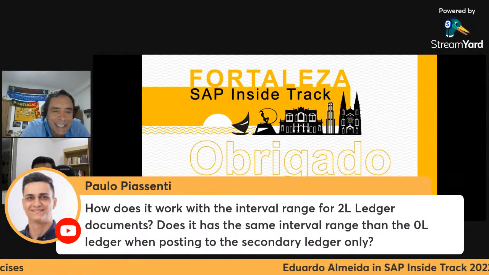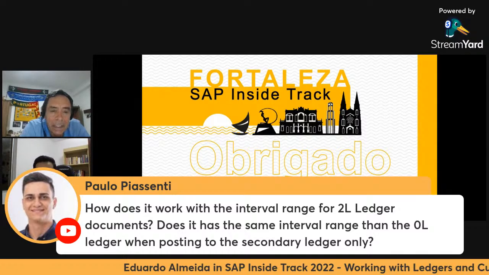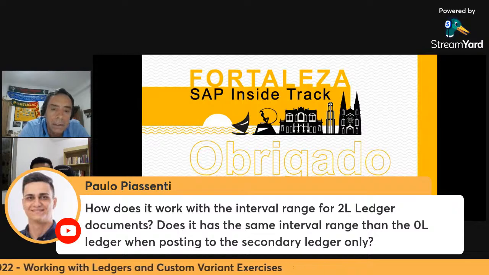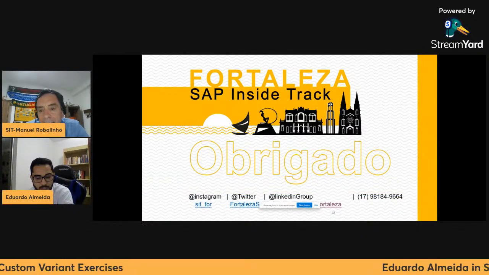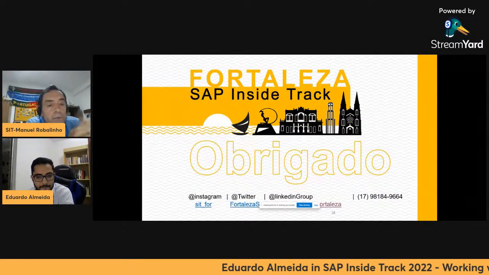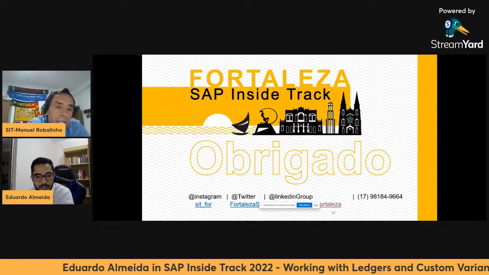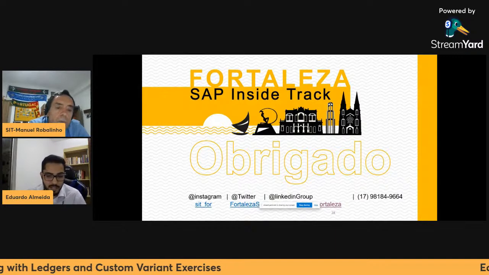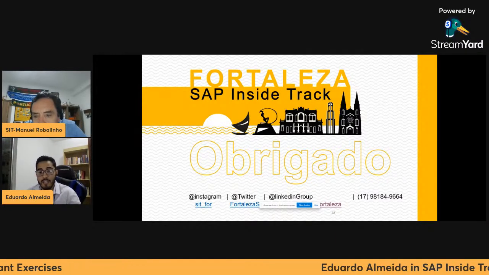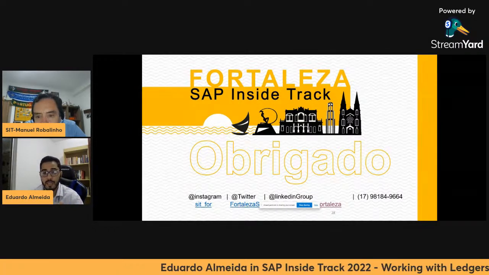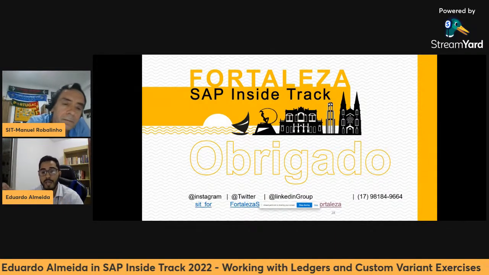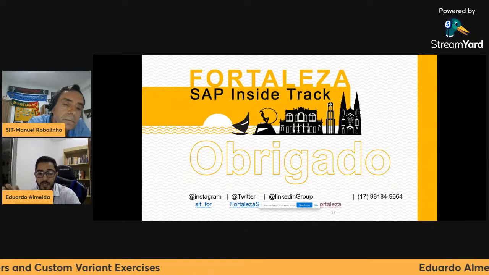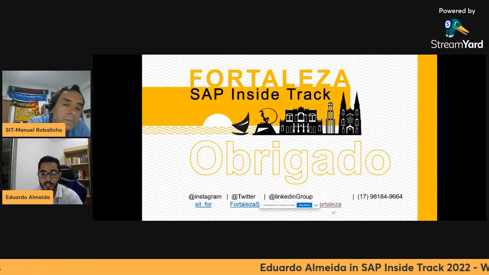Paul Piacetti put here a very interesting question that you talked about during your lecture, about the number of documents and the range of documents: if we have the same document number for all ledgers, or if the system creates different documents for different ledgers. It's an interesting question, because as I showed in the illustration, when you post explicitly to one ledger, I posted the same number range. But when you make your posting without indicating any ledger, the system assigns the same document number to all ledgers.